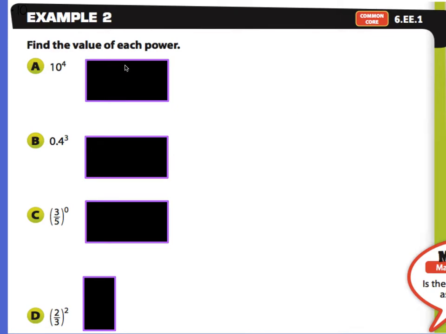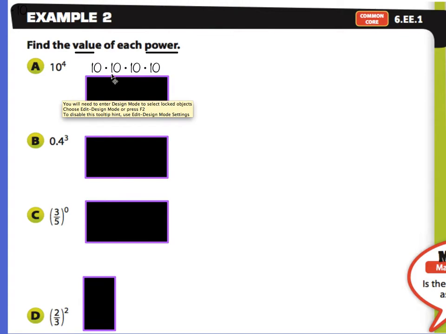So find the value of each power. So when you're finding the value of the power, now remember, the power essentially is the answer to the exponential problem. Okay, so 10 to the 4th power is not 10 times 4. 10 to the 4th power means that we're taking 10 and we're multiplying it 4 times.